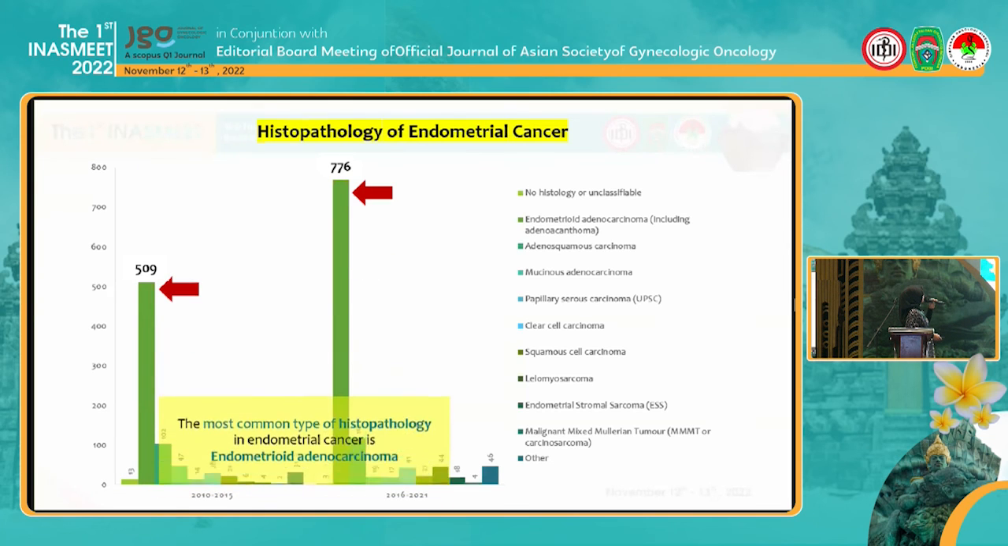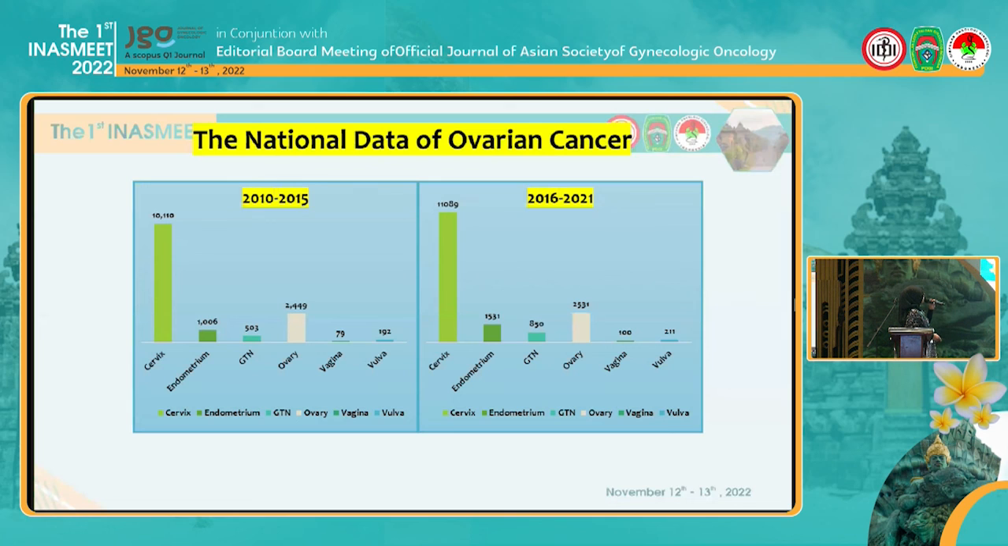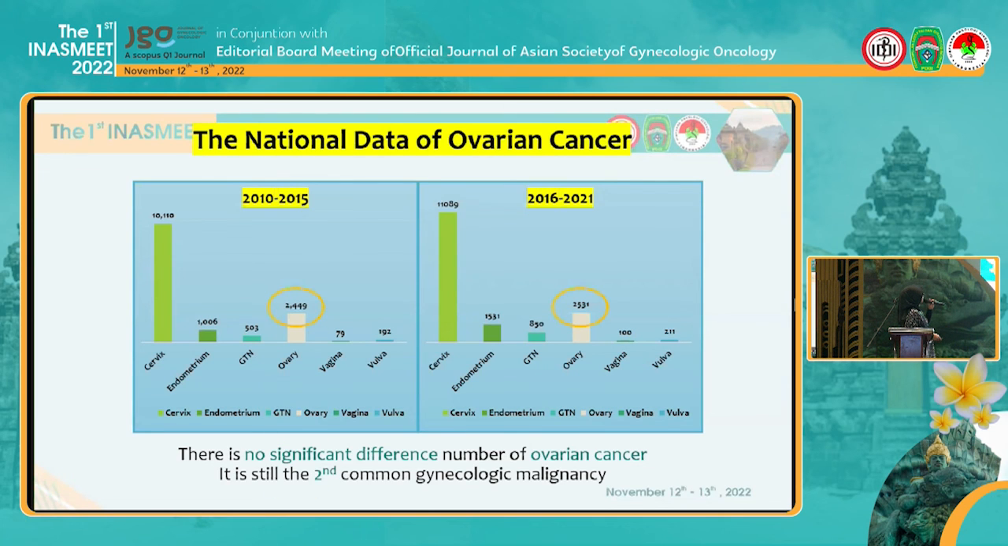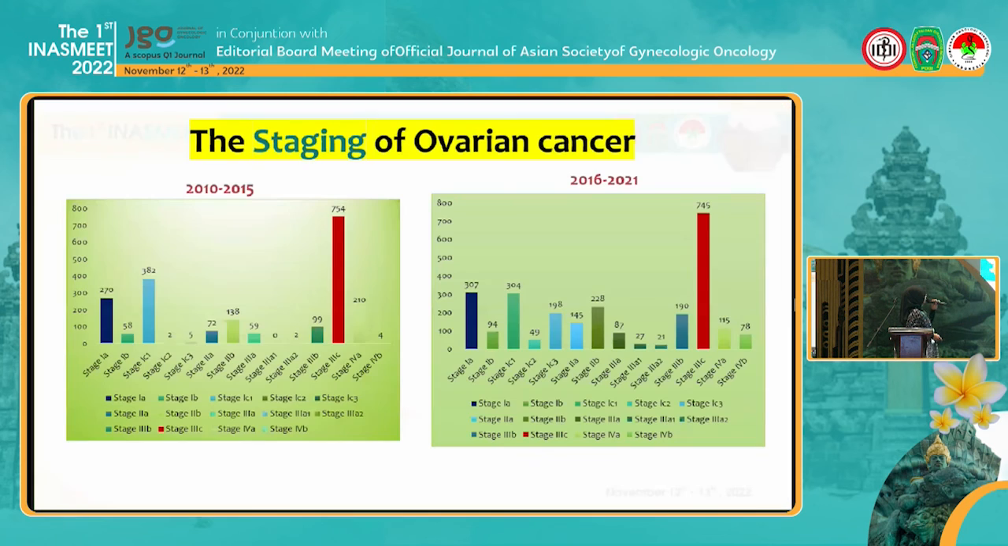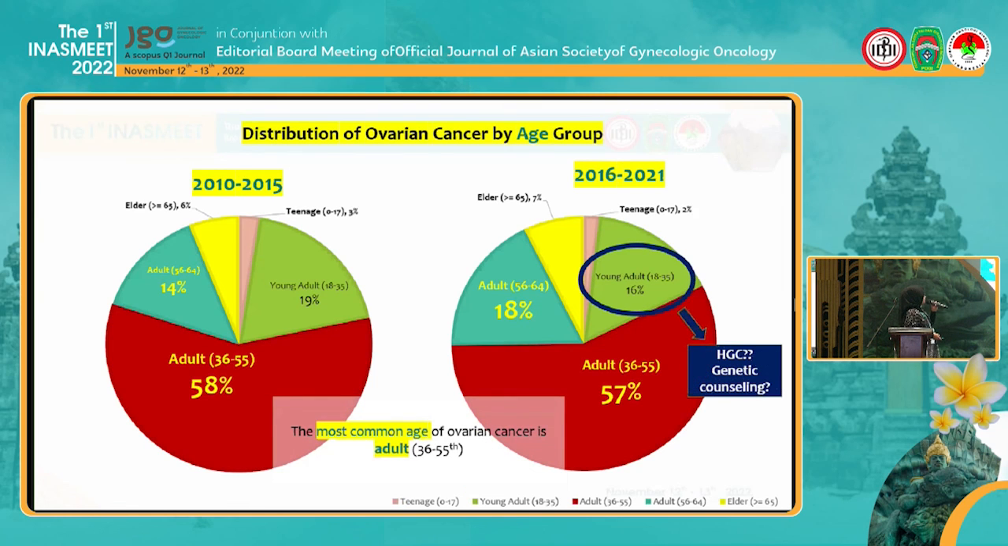And mostly the endometrial cancer is endometrial adenocarcinoma, in line with international data, and ovarian cancer is the second most common gynecologic malignancy, so it's still the same, in line with the international data. So we know that for the young adults, about 60%, maybe we should consider hereditary gynecologic cancer, because this is something that we haven't touched.